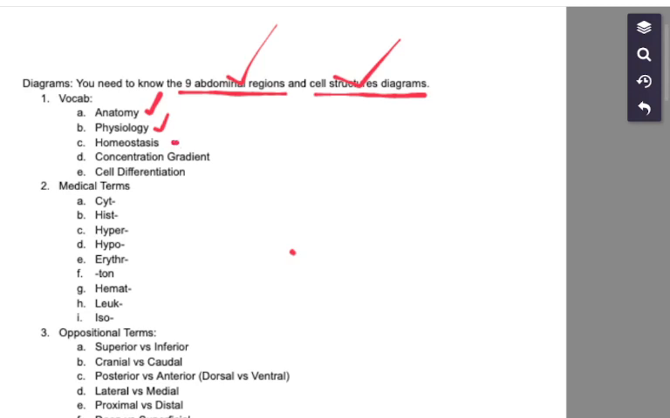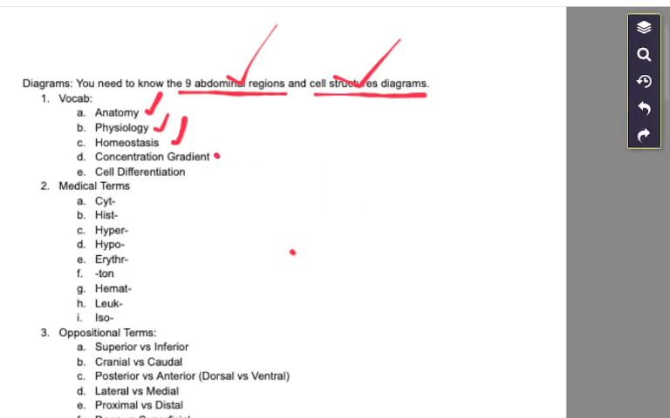Okay, let's talk again about concentration gradients. Concentration gradients was commonly missed on the study guide. A concentration gradient is having 2 different environments with varying concentrations of solutes. So a concentration gradient just basically means there are 2 environments, and one environment has a different concentration than the other.